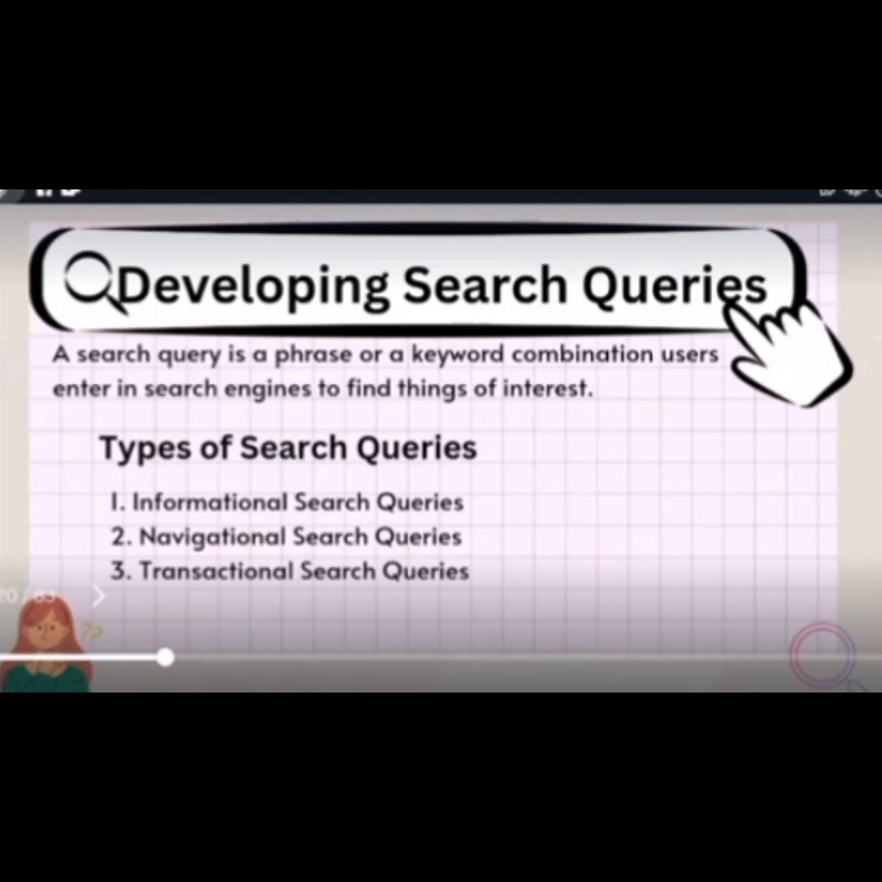So what are these search engines? For example, what we use every day, whenever we find information, is Google. So Google is one of the search engines. A search query is a combination of phrases or keywords, or it can be sentences. Now, let's have the types of search queries. We have three: informational search queries, navigational search queries, and transactional search queries. So what are these types of search queries? Let's find out, guys.